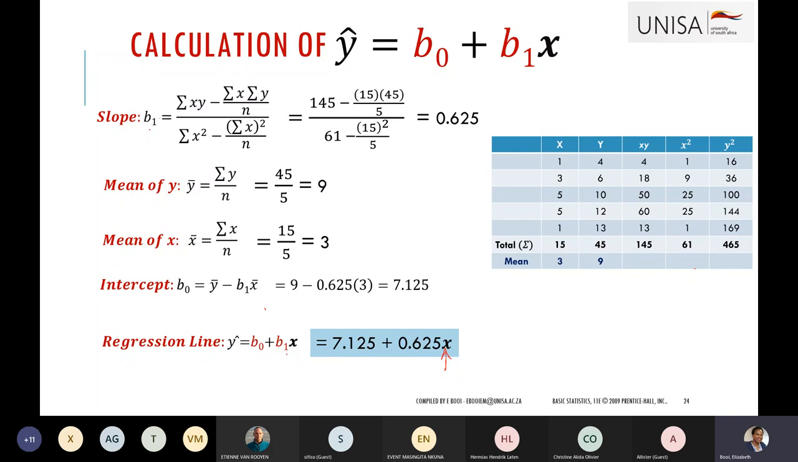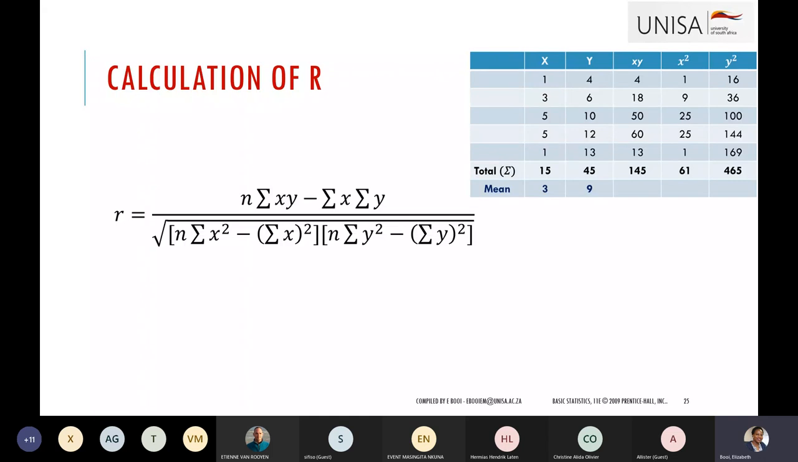How do we calculate the coefficient of correlation? Calculating the coefficient of correlation using the same summations. Remember, this is the formula: the square root of n times the summation of x and y, minus the summation of x times the summation of y, divided by the square root of n times the summation of x squared minus the summation of x, squared, times n times the summation of y squared minus the summation of y, squared.